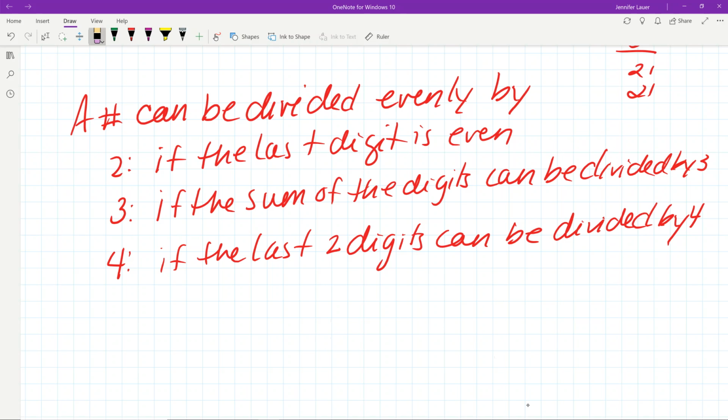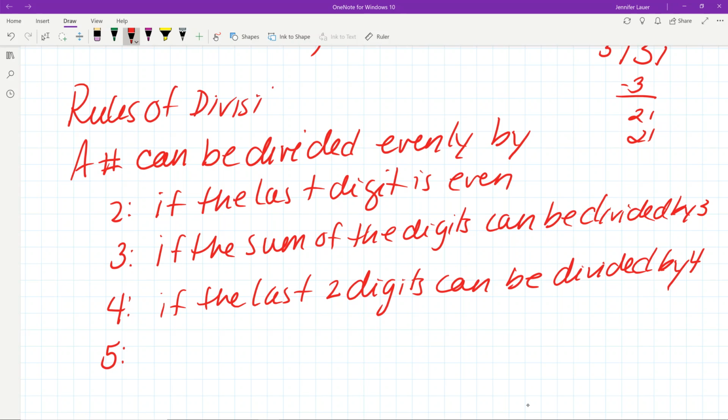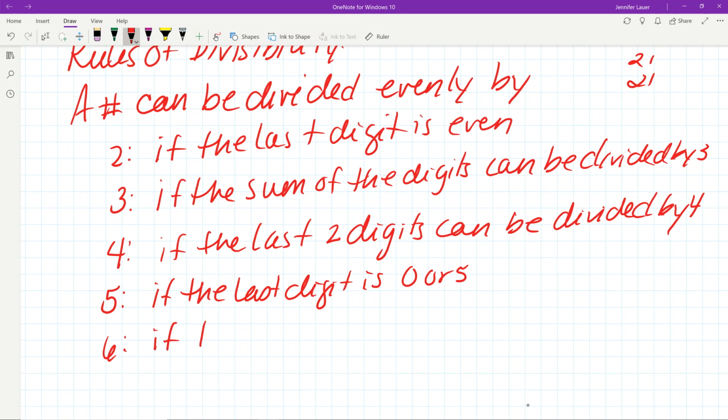Let's try 5. Again, these are the rules. Let me write this down. This is the rules of divisibility. Okay, so 5, it's if the last digit of the number is a 0 or a 5. All right, what about 6? 6 is if the number can be divided by 2 and 3.